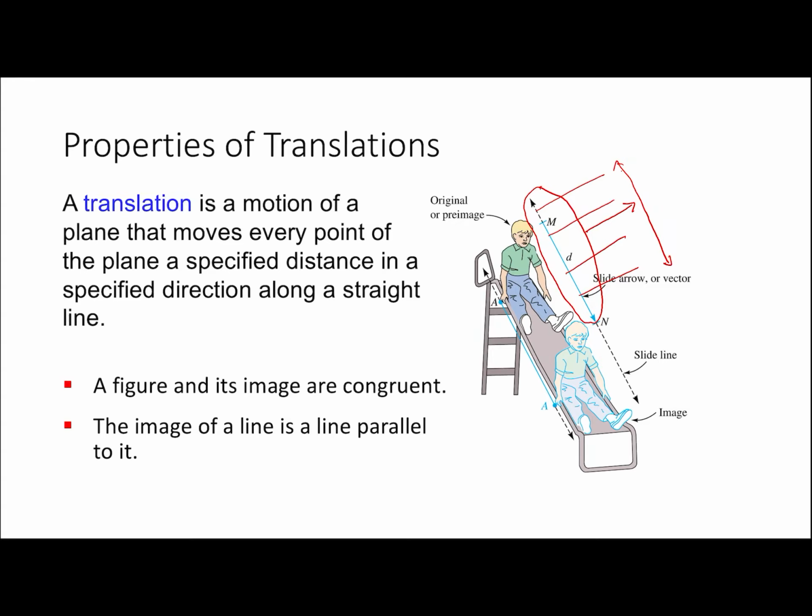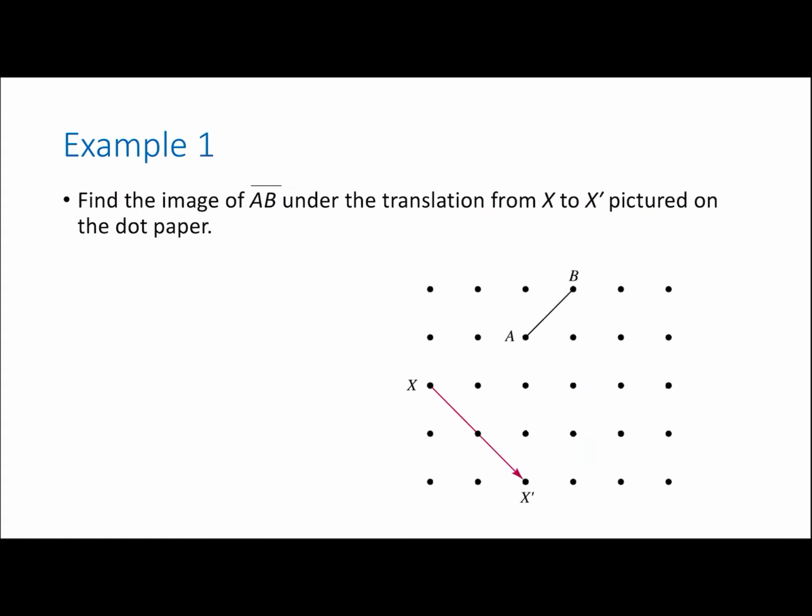If you slide a line one direction or the other, the new line, the image, is parallel to the original. So a couple things here. Notice that we're calling the first image the original. We're calling the next one the image. Okay, so just be aware of that. You'll see that as we go through some of these examples.